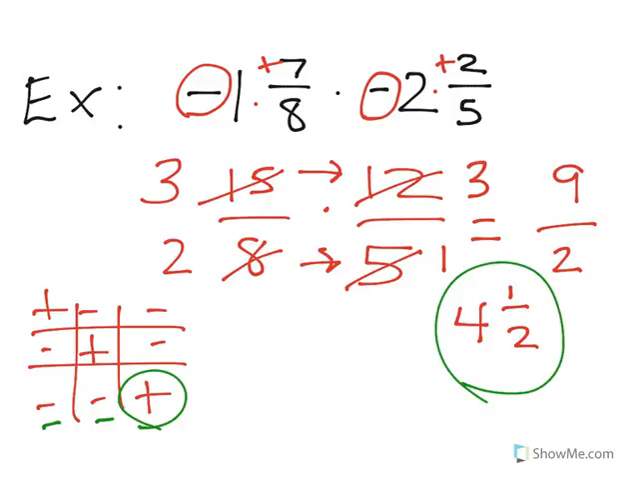4 1/2. That brings us to the end of the lesson on reviewing how to multiply negative and positive fractions.